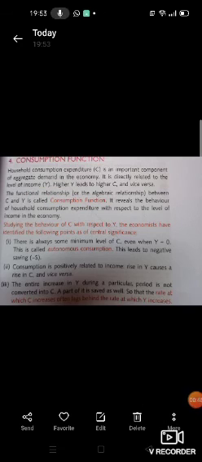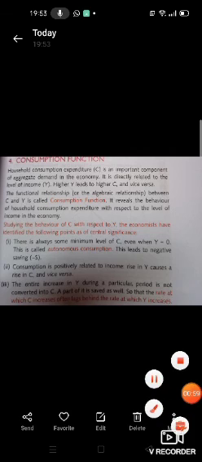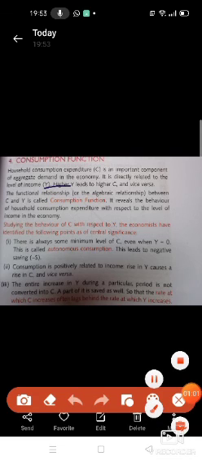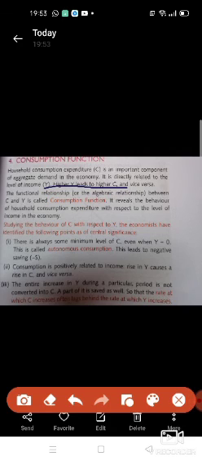Now see the consumption function. Household consumption expenditure is an important component of aggregate demand in the economy. It is directly related to the level of income. Higher income leads to higher C, that is higher expenditure. If you have higher income, obviously your expenditure is higher, and vice versa. The functional relationship between C and Y is called the consumption function.